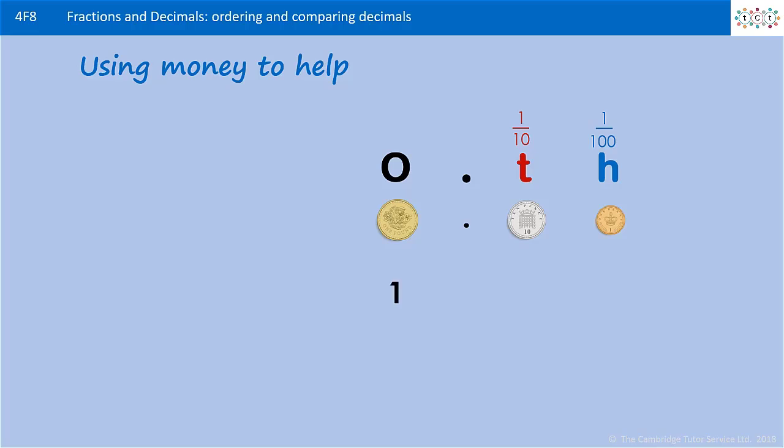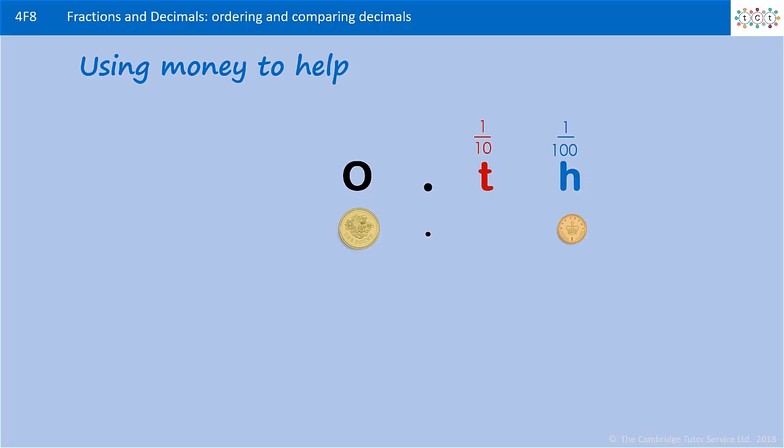£1, which is a whole one, and then we have 1 10p and 1 1p. In money, that's £1.11. If we hide the money, we say 1.11. And remember, after the decimal point, you say each digit individually, because you're saying how many tenths and how many hundredths. It's not 1.11.